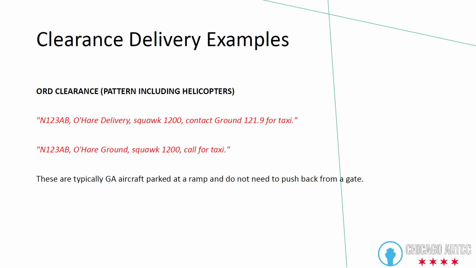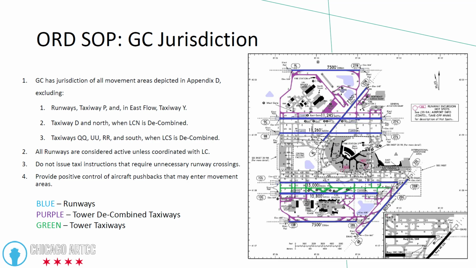O'Hare clearance for pattern work, including helicopters: November 123 Alpha Bravo, O'Hare delivery, squawk 1200, contact ground 121.9 for taxi. Or November 123 Alpha Bravo, O'Hare ground, squawk VFR, call for taxi. The gist is we're going to keep them on a VFR beacon code for the pattern.